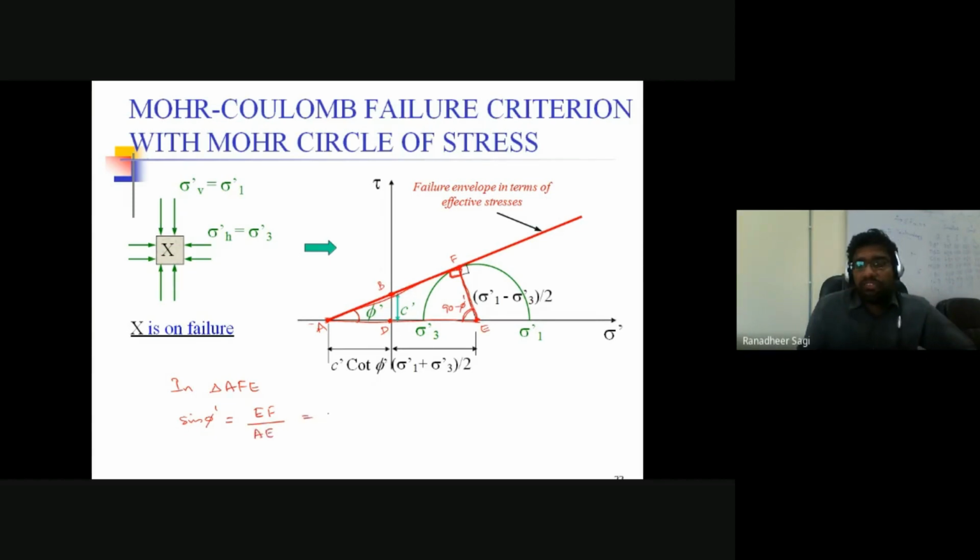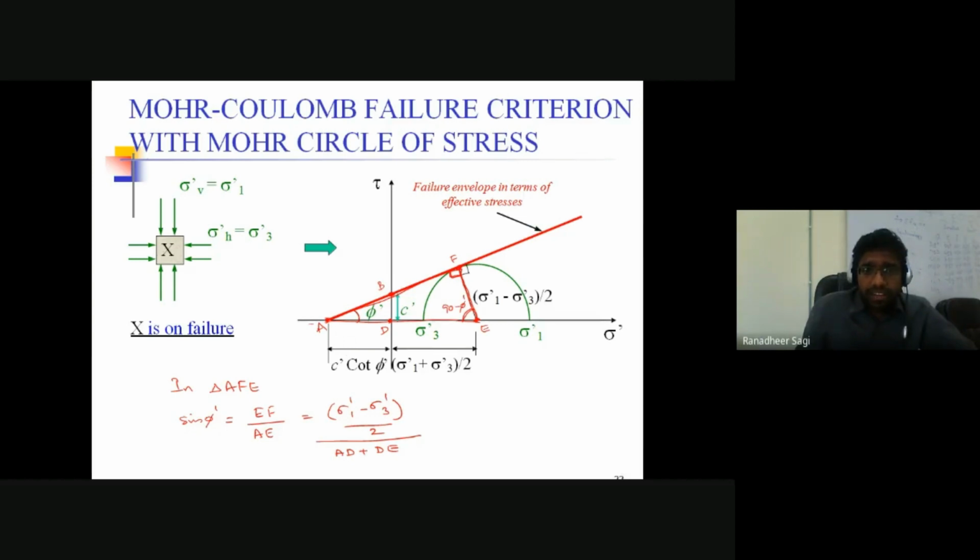Now what is EF indicating? EF distance is indicating the radius of the Mohr circle. So how do we write down the radius of the Mohr circle? Sigma 1 dash minus sigma 3 dash by 2 indicates the radius of the Mohr circle. This total is divided by AE. AE distance is nothing but AD distance plus DE distance. AD plus DE.